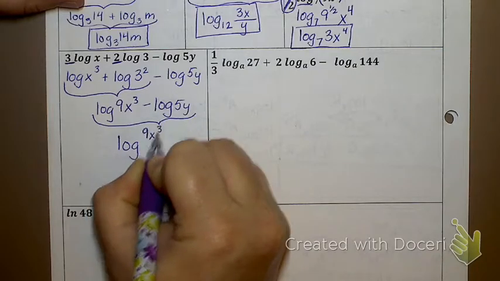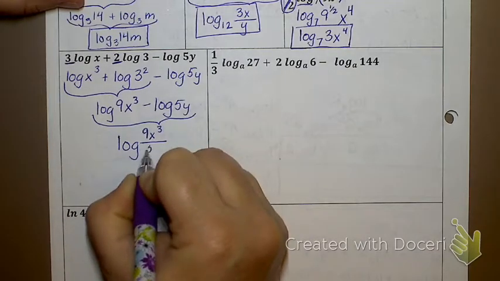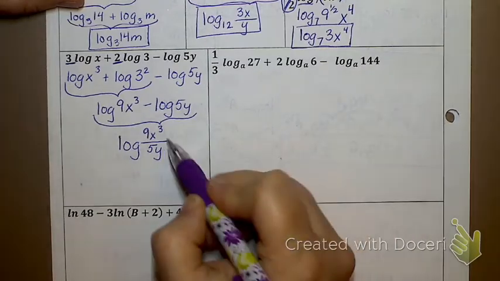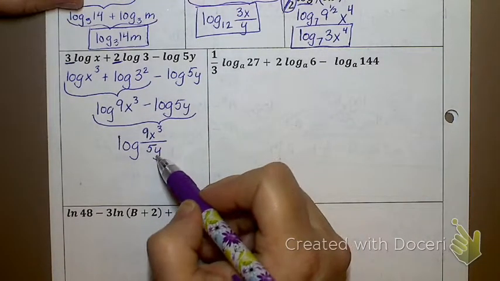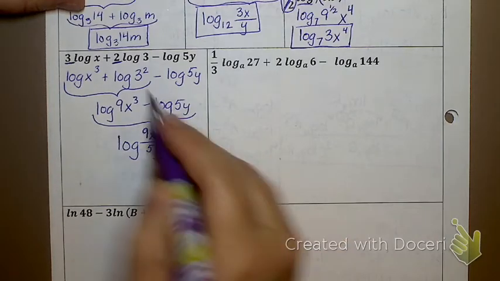9x cubed over what? 5y. And then the last thing I want to check is, can I reduce that fraction at all? Is there anything that'll cancel? No.